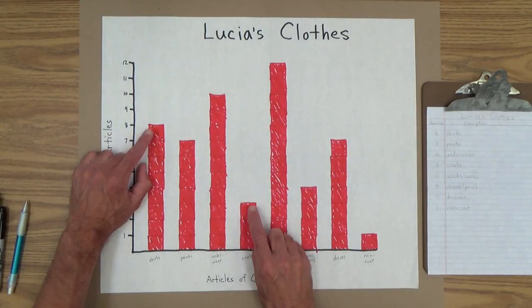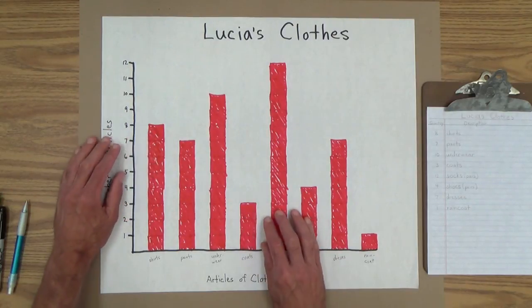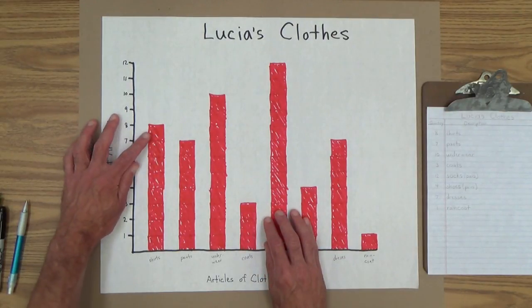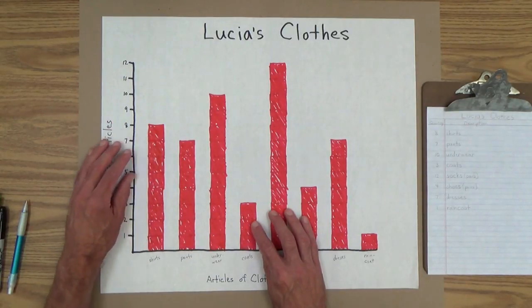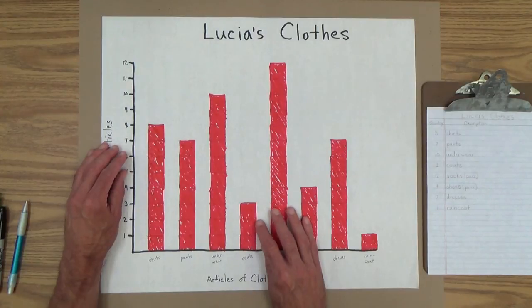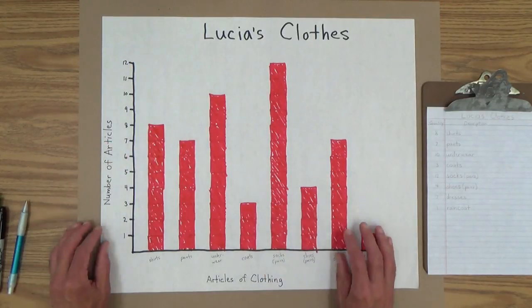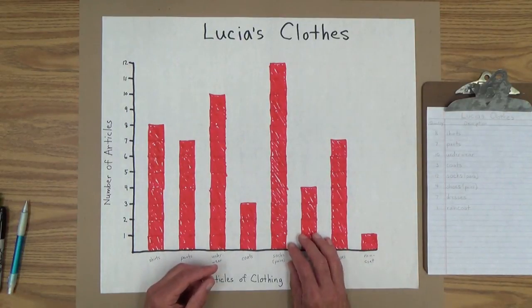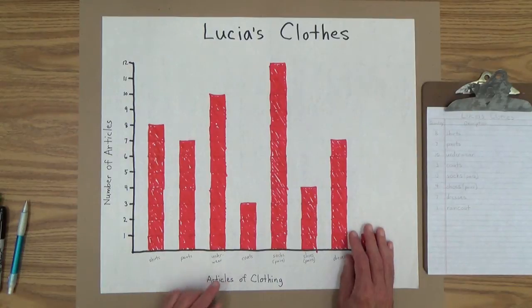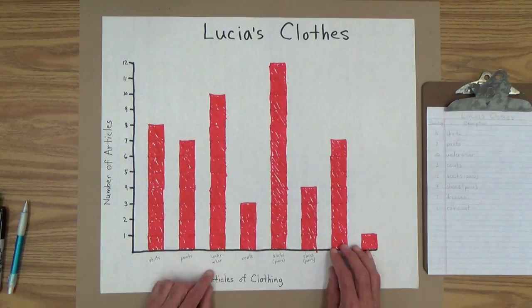And then you could make it even more interesting by asking, well, how many more shirts than coats do you have? And then you're looking at subtraction, which of course is 8 minus 3. So she would have 5 more shirts than coats. And you could also ask, in this case, Lucia, how many articles of clothing do you have all together? So she would have to add up all of the columns.